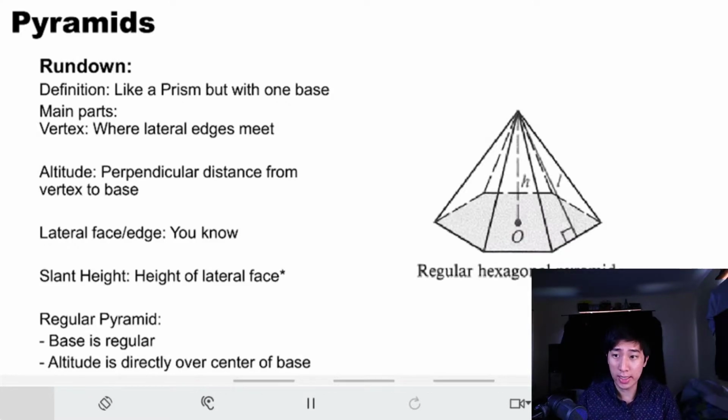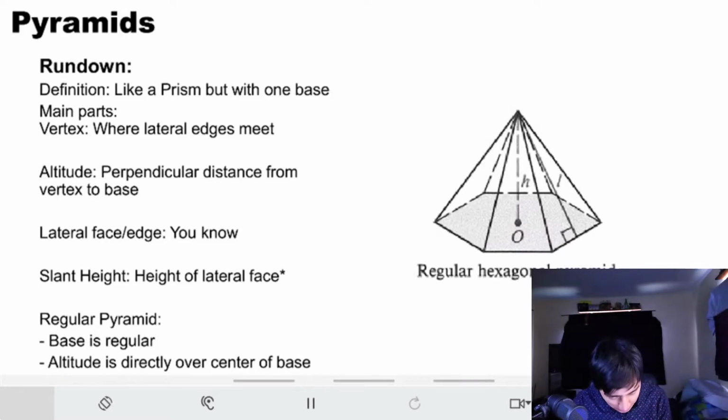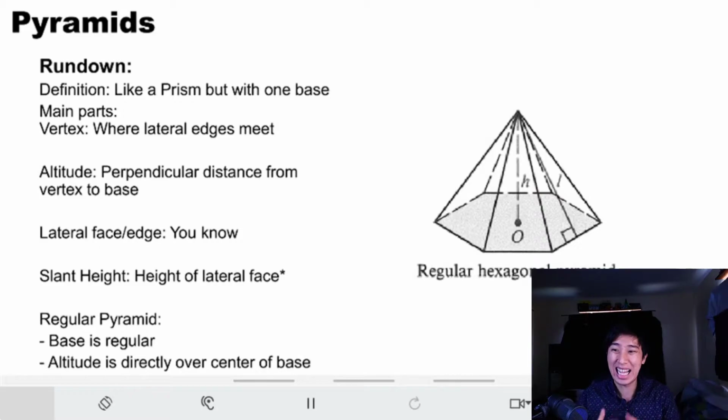You guys should already know what this is. And then finally, slant height. Now, the slant height is going to be the height of your lateral face. I'll be talking about that a little bit more, but basically it's this part right over here. That's going to be your slant height.